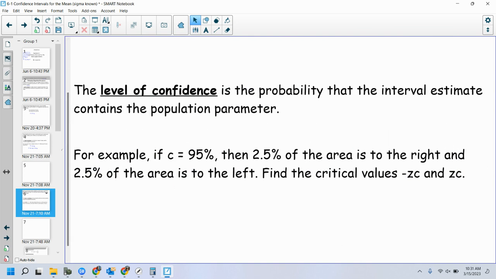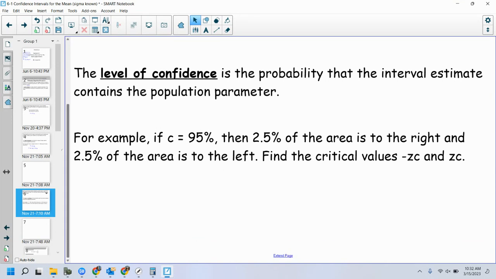So we're using the lowercase letter c for confidence. For example, if confidence was 95%, so really high confidence level, right? If confidence level was 95%, then 2.5% of the area is to the right and 2.5% of the area is to the left. Think of it like the bell curve.